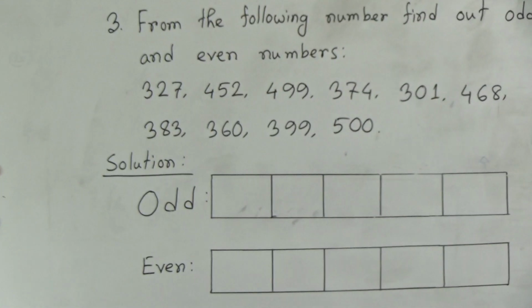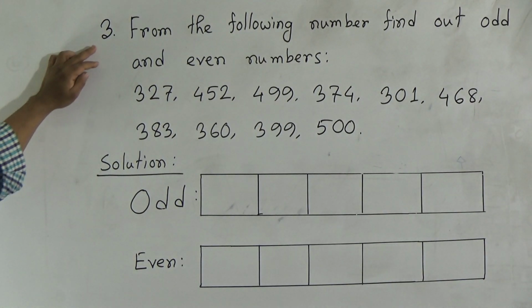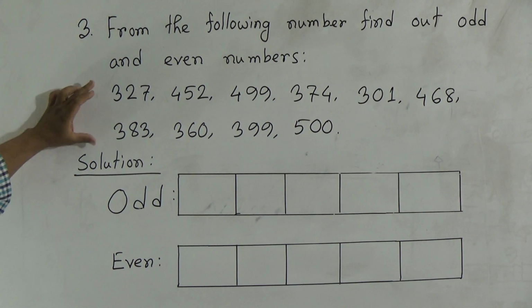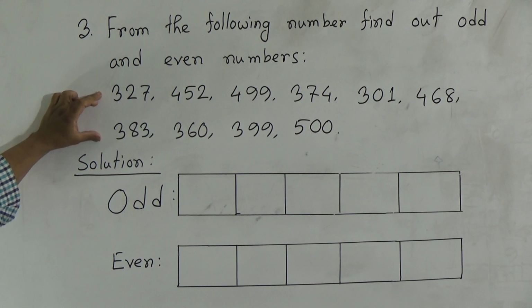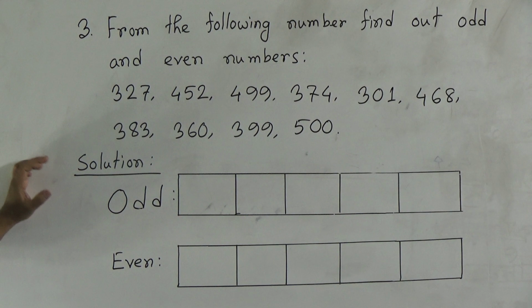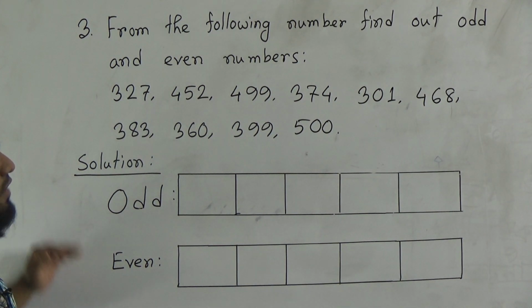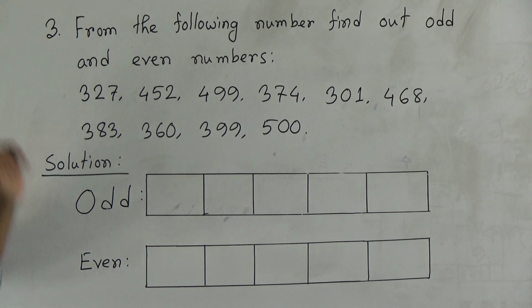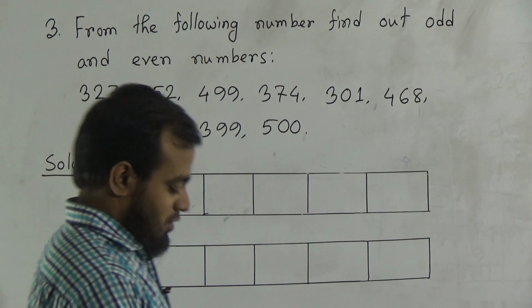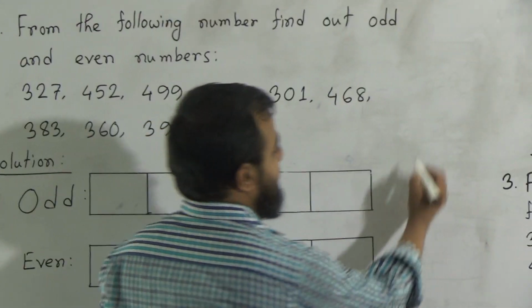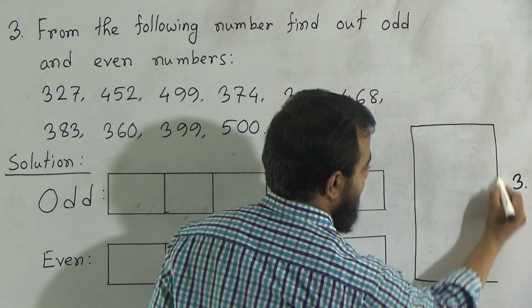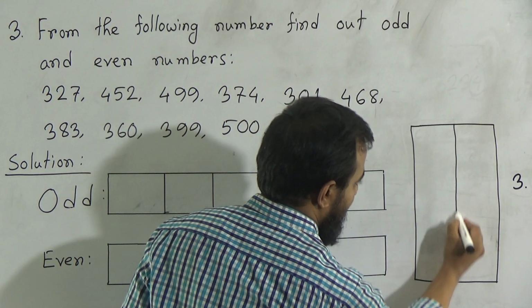The odd and even number will be your question number 3. In your question number 3, you will have, from the following numbers, to find out odd and even numbers. There are 10 numbers given. From the 10 numbers, there will be 5 odd numbers and 5 even numbers. You have to separate those numbers. To find the odd and even number, we have to know the place value of the one's position. You have to understand the one's position of a number. Then you can easily calculate the odd number and even number.